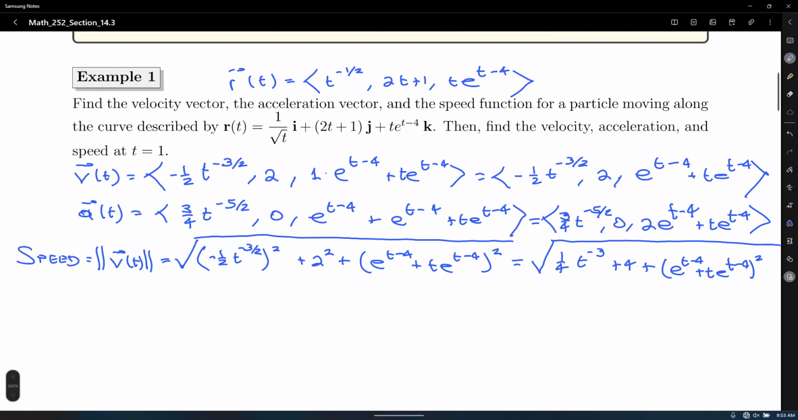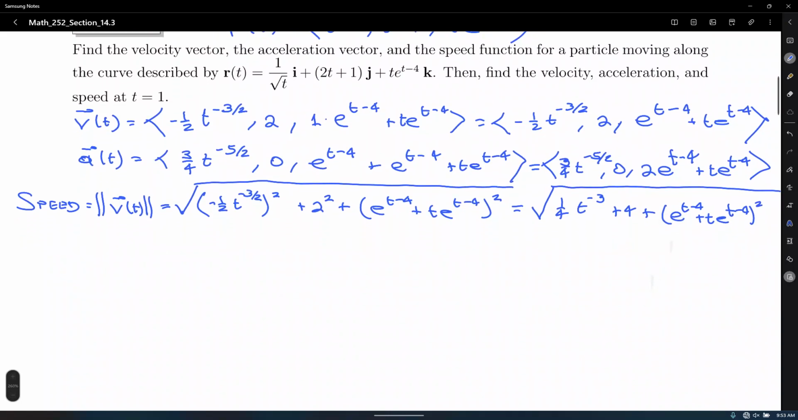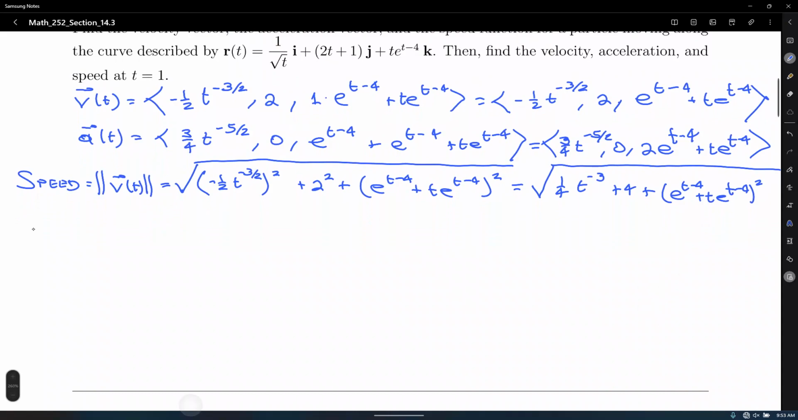Now they're asking us to evaluate these three when t equals 1. That is, v of 1, which is the square root of negative 1/2 times 1 to the negative 3 halves, 2, simply 2 because there's no t to substitute the 1, and then e to the 1 minus 4 plus 1 times e to the 1 minus 4. And leave this result in exact form. No need to compute the e's.